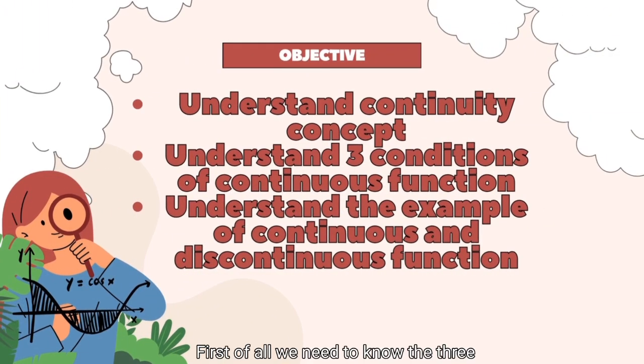Okay, first of all, we need to know the three objectives why we learn this topic. First of all, we need to understand the continuity concept. The second one is we need to understand three conditions of continuous function. And the last one is we need to understand the example of continuous and discontinuous function.